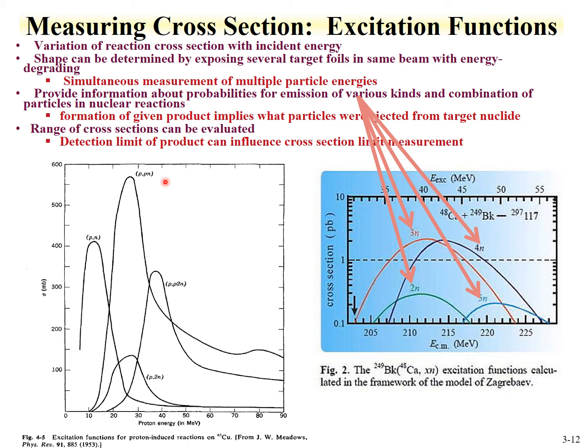Now this is experimental, this is calculated, and the reason we'd be interested in these calculations is that if we wanted to perform this experiment with calcium and berkelium, we'd want to get an idea of what energy we should perform the experiment at. And if we see we have the center of mass energy on the order of 210, that will give us the 3N reaction maximum, 215 will give us the 4N reaction maximum, and we'll also get an idea of the cross-section here listed in picobarns, so you can get an idea of the rate of formation.